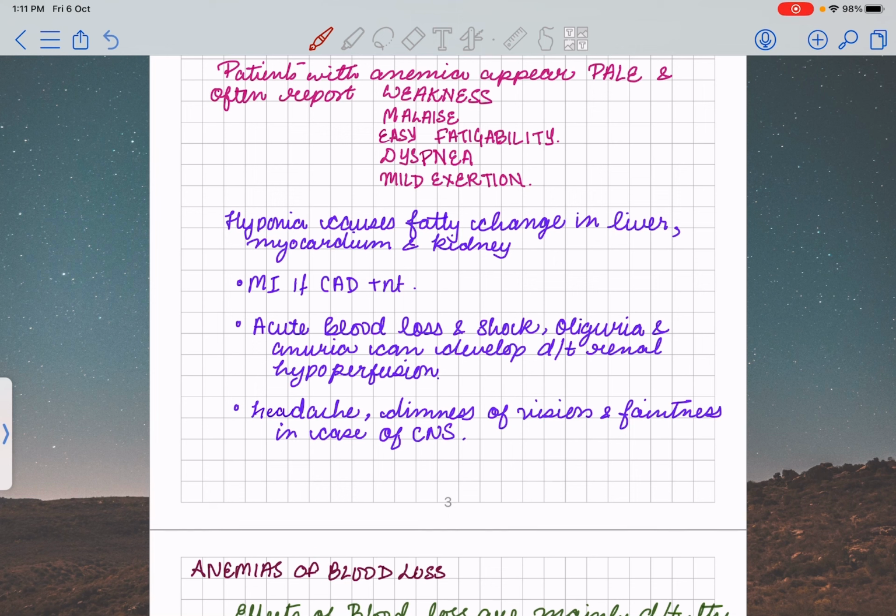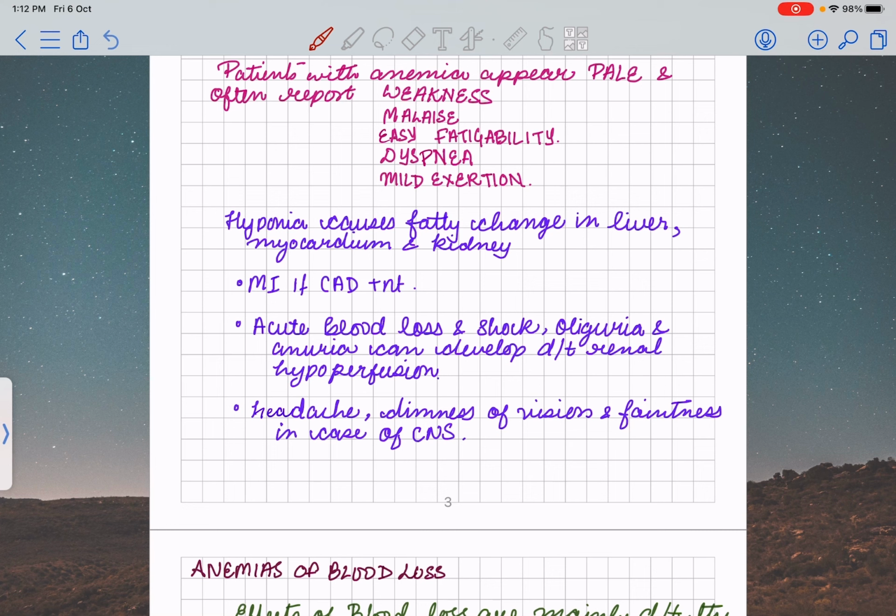Now, in case of heart, MI can occur if already person is having CAD, coronary artery disease, and then they are anemic, then they can have MI. In case of person who already is a patient of chronic kidney disease or any problem with kidney, renal problem, acute blood loss, shock, oliguria and anuria can develop due to renal hypoperfusion. If your kidneys are not getting sufficient blood, what can happen? Acute blood loss, shock, oliguria and anuria, right?